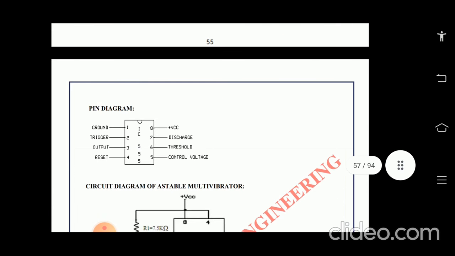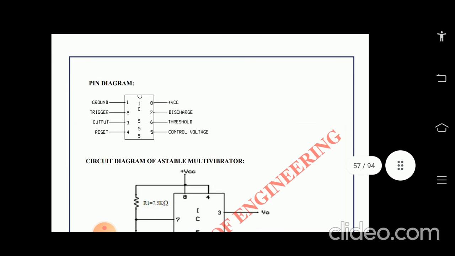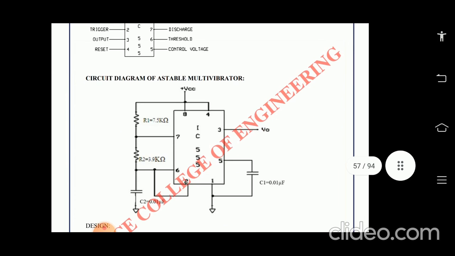And this is our pin diagram for our 555 timer. We give ground to pin number 1, and we give the trigger signal to the second pin, and we get the output from the third pin. We can reset our circuit with the help of the fourth pin, and VCC is given to the 8th pin. The discharge signal is given to the 7th pin, the threshold voltage is meant for the 6th pin, and the control voltage is meant for the 5th pin. So this is the circuit diagram.